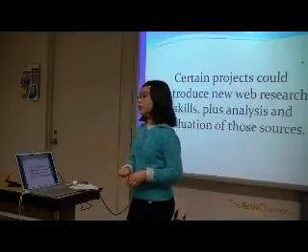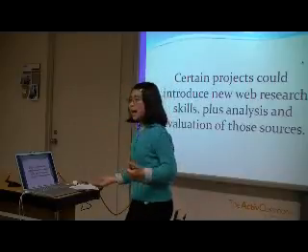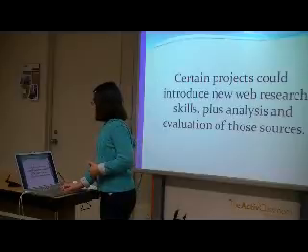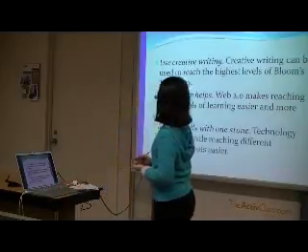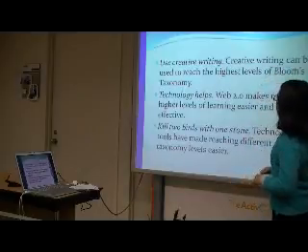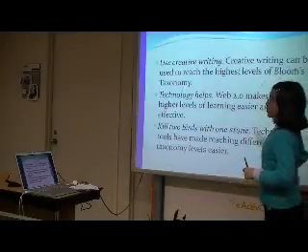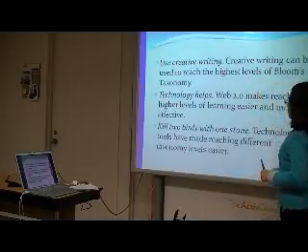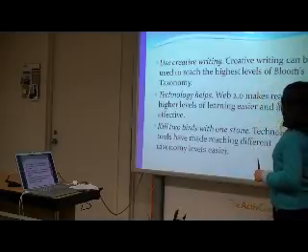Certain projects could introduce new web research skills, plus analysis and evaluation of those sources. So giving students a certain amount of freedom to find their own sources is a good one. Also use creative writing. Creative writing can be used to reach the highest levels of Bloom's taxonomy. Technology helps. Web 2.0 makes reaching higher levels of learning easier and more effective.